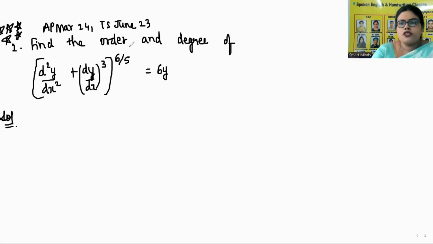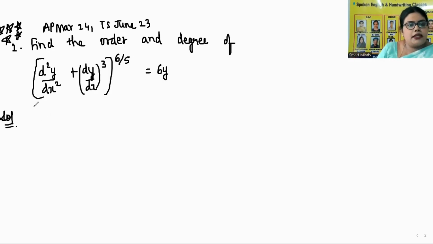Now take the next question. This question is very, very, very important. It last appeared in AP March 24 and TS June 23. Find the order and degree of (d square y by dx square plus (dy by dx) whole cube) whole power 6 by 5 is equal to 6y.